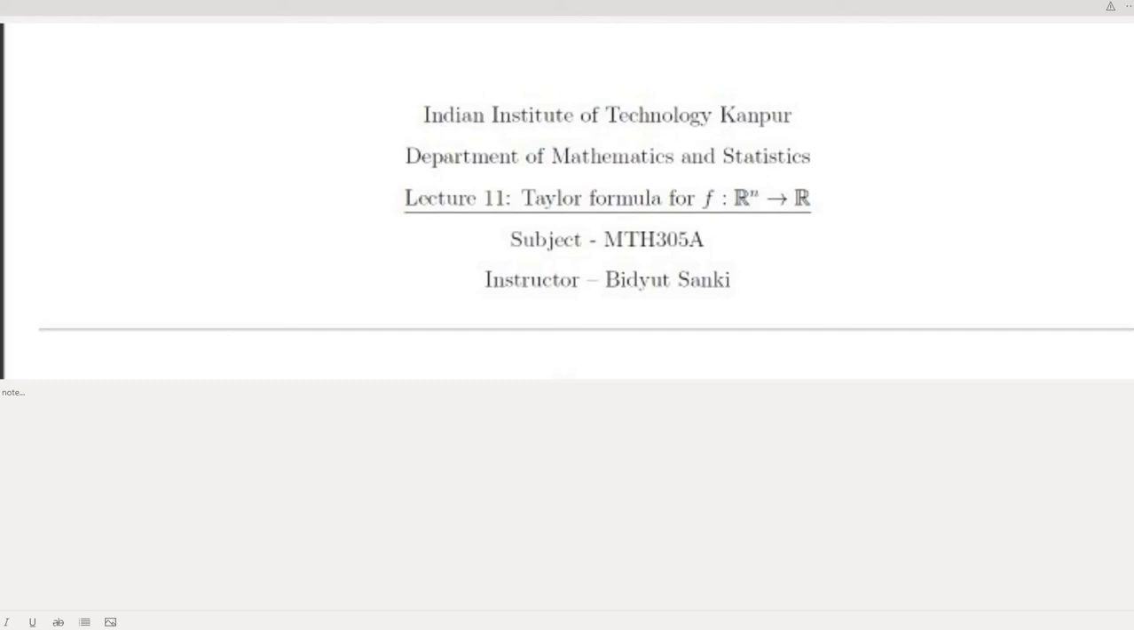So this is the second part of lecture 11. In the first part we stated and proved the Taylor formula for real valued single variable functions. Here our goal is to state and prove the Taylor formula for real valued several variable functions. Before going to that, we give some more definitions.